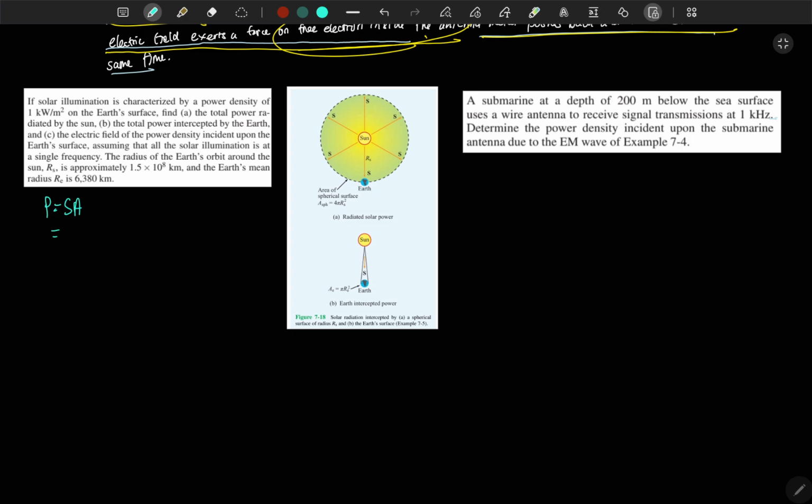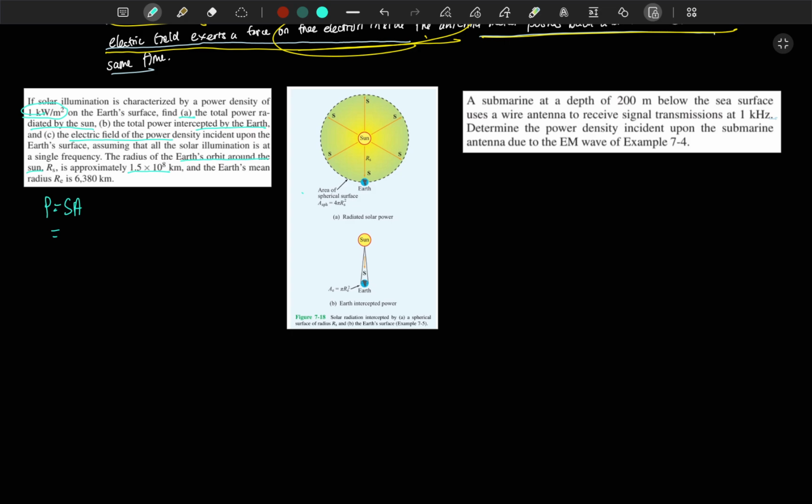Now P is equivalent to S times A. What is S? S is the power density and A is the area. So for the first question, A is the power radiated by the sun, B is the power intercepted by the earth, and C is the electric field of the power. Now assuming that the solar illumination is at a single frequency, the radius of the earth's orbit around the sun is 1.5.